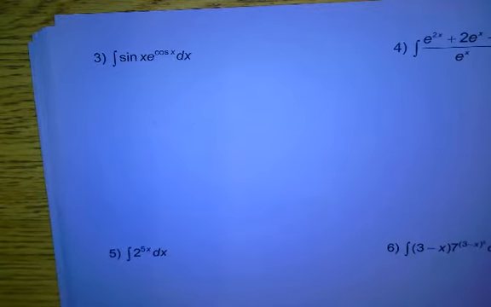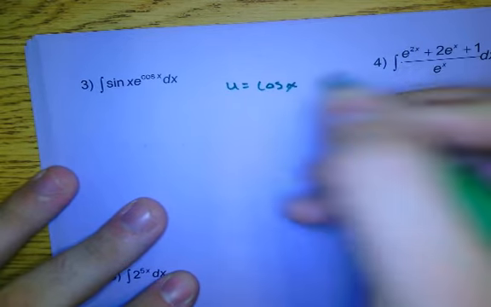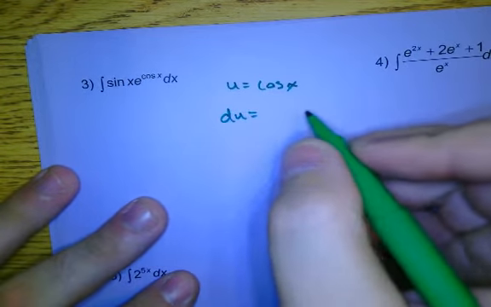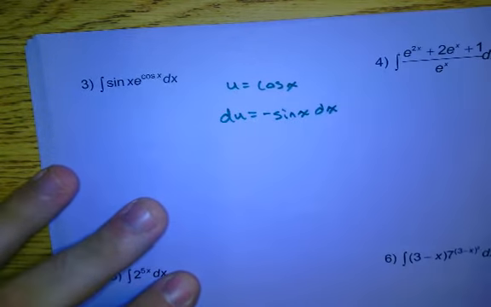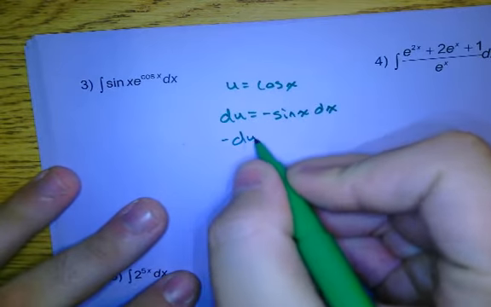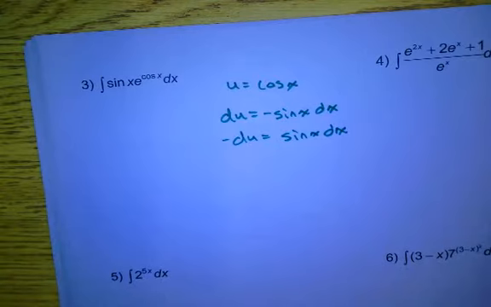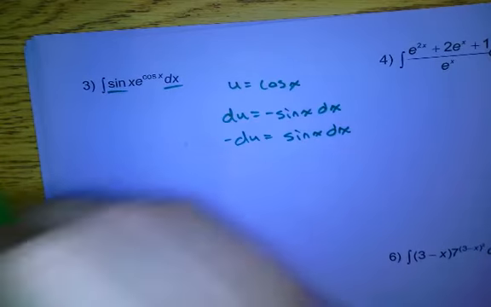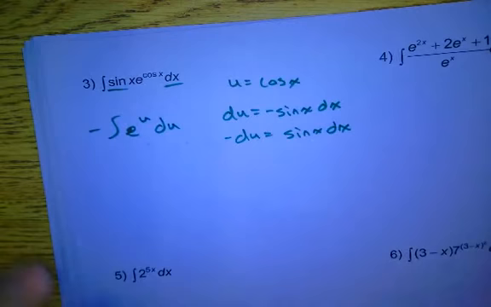Any ideas how I can get started? u is cosine of x, which means that du is equal to negative sine x dx. So negative du equals sine x dx. So that sine x dx goes away, that cosine goes away, and it turns into negative integral e to the u du.